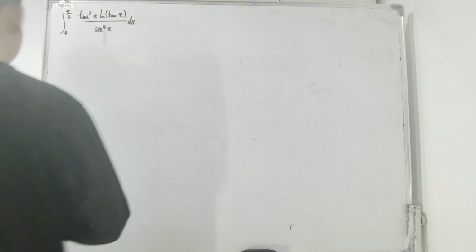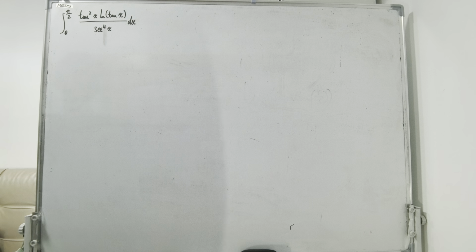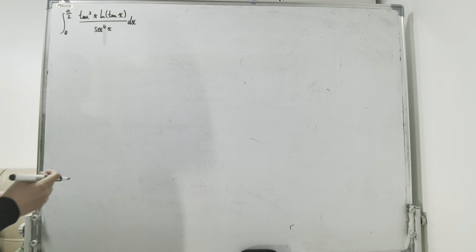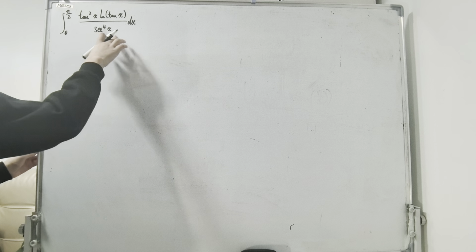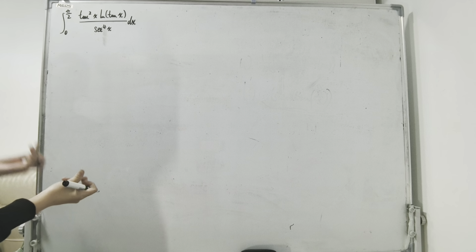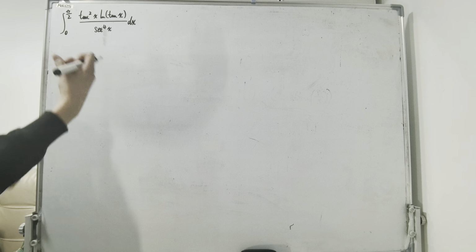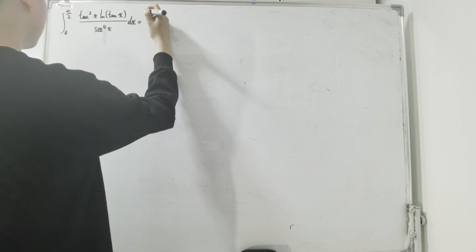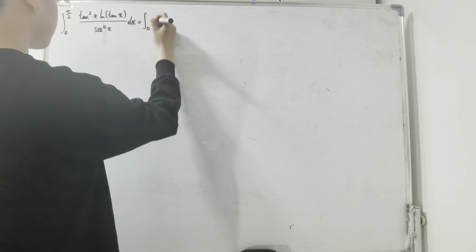We have the integral of tangent squared times the natural log of the tangent over the fourth power of the secant. The first thing I did when I was experimenting was change the secant, because my thought process was that I wanted to change everything to the tangent. Now, here we have the integral from 0 to pi over 2.